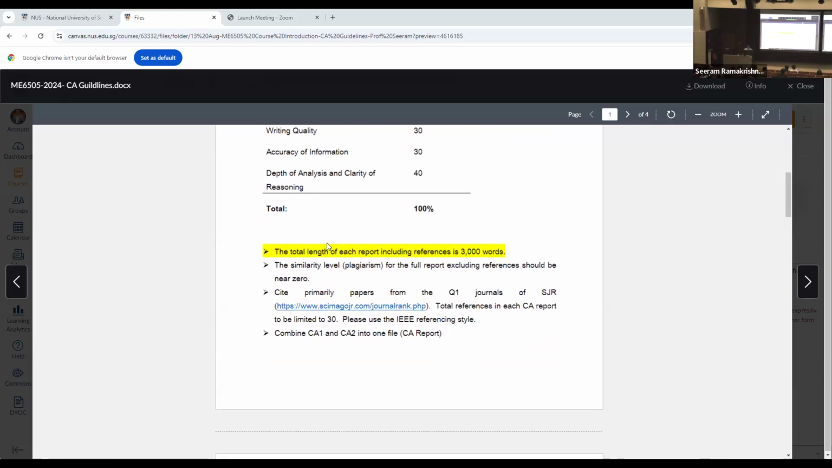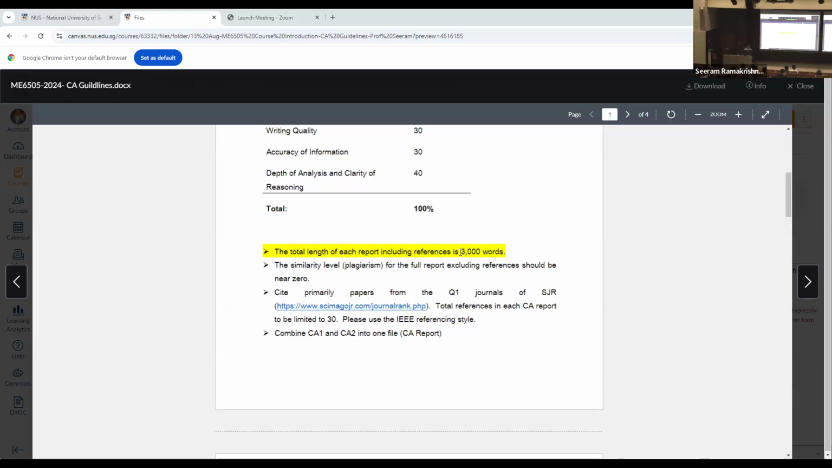Again, no matter which slide you saw before, forget about all of them. The total length of each report, CA1 or CA2, should be about 3,000 words, including references. That means you don't want to have too many references. I suggest you have about 20 to 30 references, or maybe 40. It's okay, you don't need a lot of references.